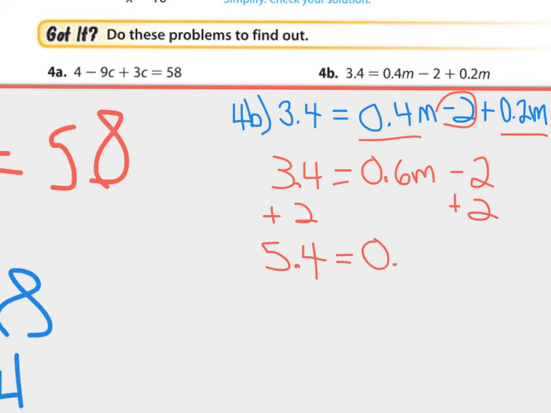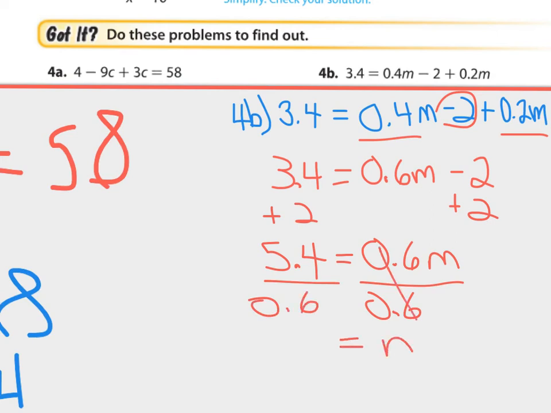5.4 equals 0.6 m. I'm going to divide both sides by 0.6, and I'm left with m on this side, and 5.4 divided by 0.6 is the same as 54 divided by 6, which is 9. So m equals 9, or 9 equals m.